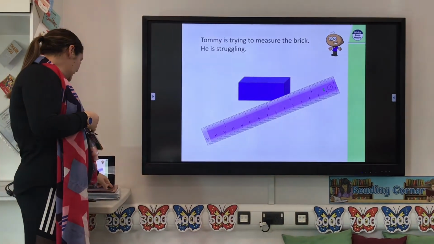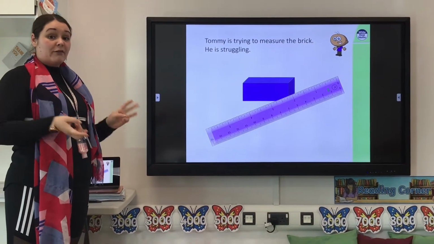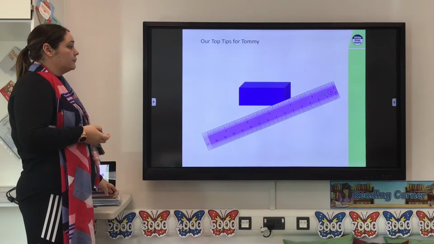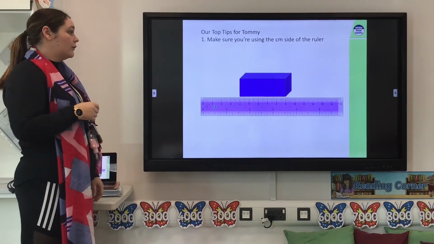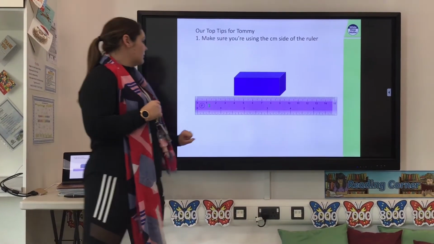So here we go, and we've got Tommy here, and he's trying to measure the brick, and he's really struggling. So we have 3 top tips for you to remember when trying to use a ruler. Our top tips for Tommy are, make sure you start with the centimetre side of the ruler. So this side down here was the inches, this side is the centimetres. So we've got that ready.